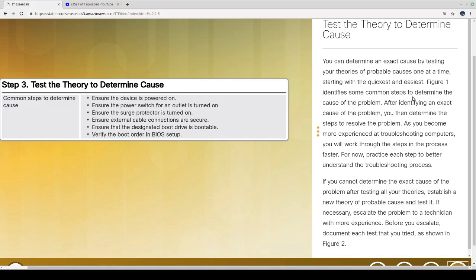Figure 1 identifies some common steps to determine the cause of the problem. Let's look at them real quick. Common steps to determine cause. Again, I mentioned printers, but here they're talking about a computer that won't boot up to its OS, let's say. So, check to see if the device is actually powered on. That will be the easiest thing to check, right? If the user's like, my computer doesn't work. Ensure the power switch for an outlet is turned on.